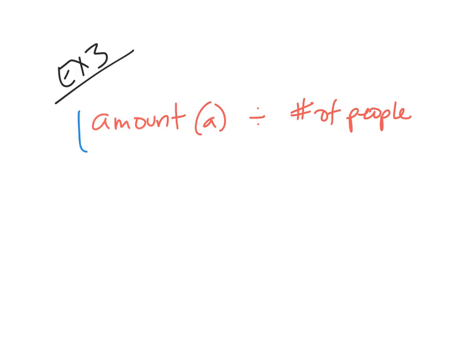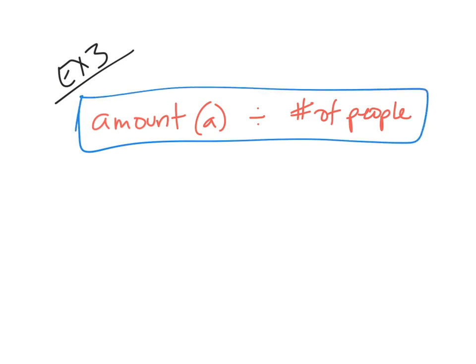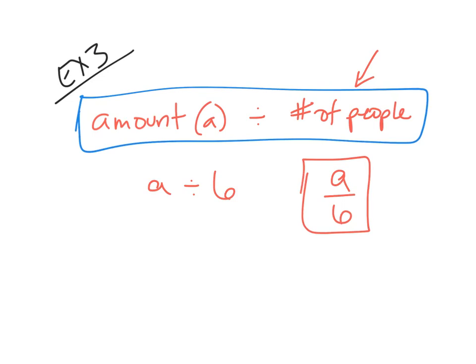So this is the verbal model. And then you just write an expression out of that. So you would have A divided by 6. And you could also write it like this. A divided by 6. So this is the verbal model, and then this is the expression. Good.